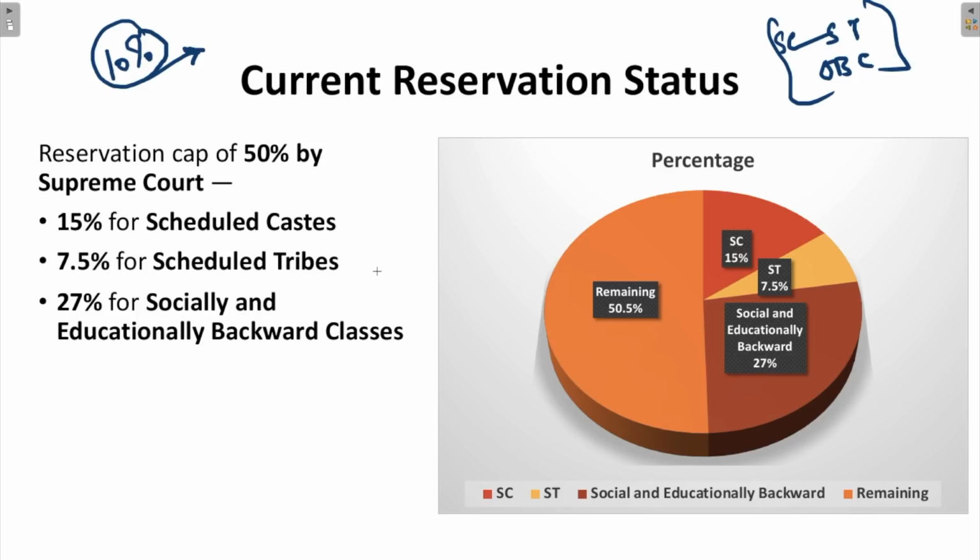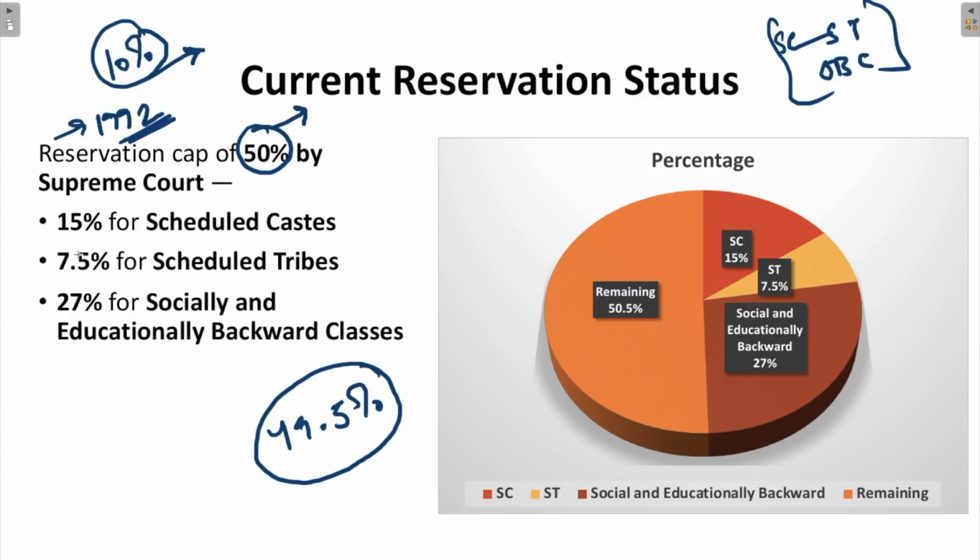There was this reservation cap according to the Mandal case judgment in the year 1992, where the Supreme Court put the reservation cap at 50%. This means that no state would have reservation of more than 50%. There is already 49.5% given to the SC, that is the scheduled caste, ST, scheduled tribes, and the socially and educationally backward classes, or other backward classes. Currently there is 15% reservation for the scheduled caste. This is compulsory. Next is 7.5% for the scheduled tribes and 27% for the other backward classes. This is the current reservation status in India, but it varies from state to state.